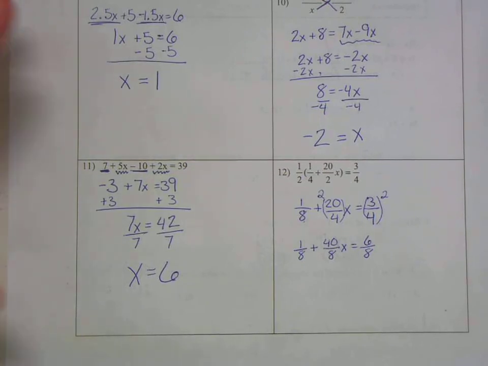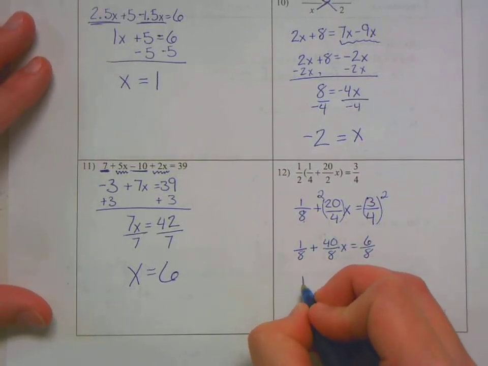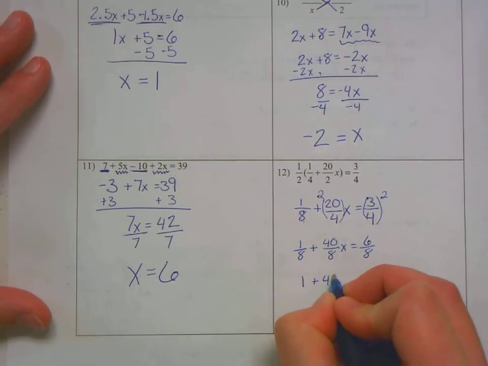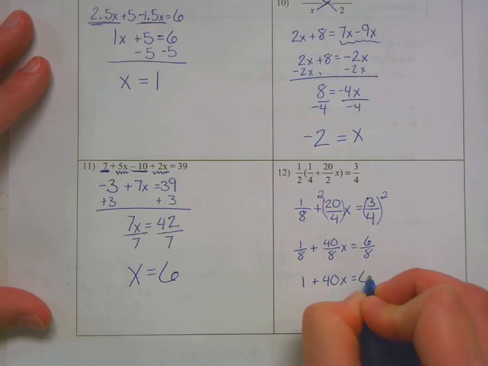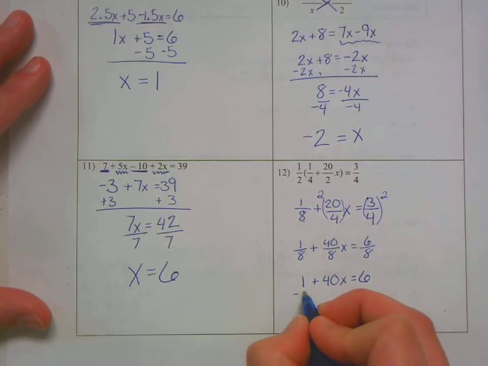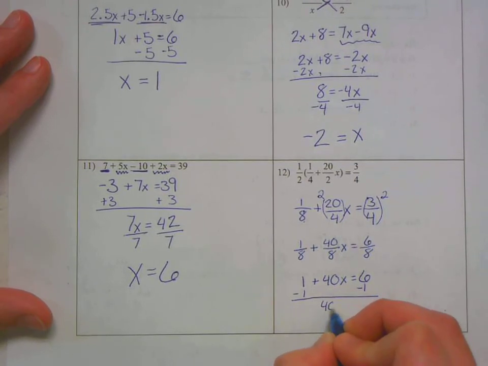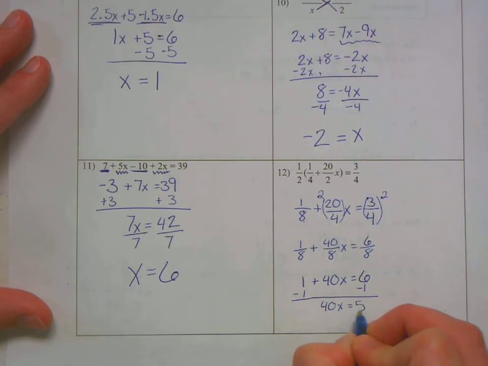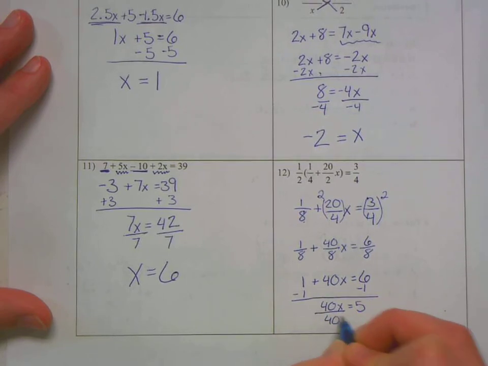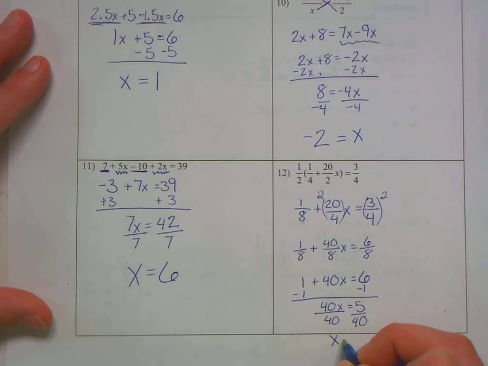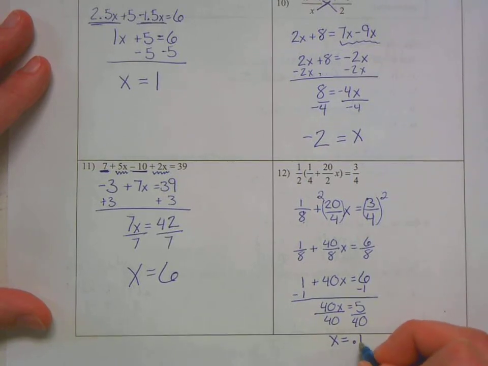Now that the denominators all match, eliminate them. Just use the numerators. And you can reduce that to 1 over 8, or you can change it to a fraction or a decimal, which would be 0.12.